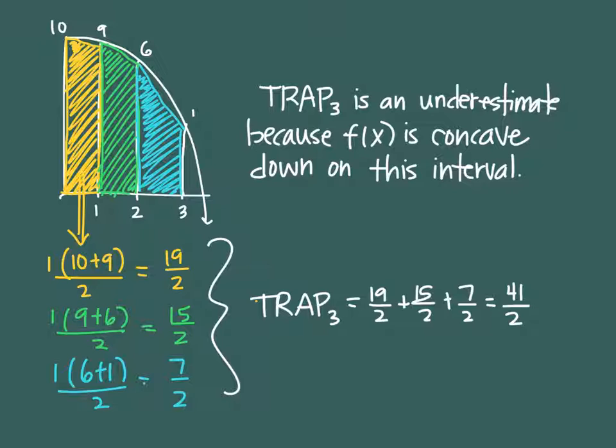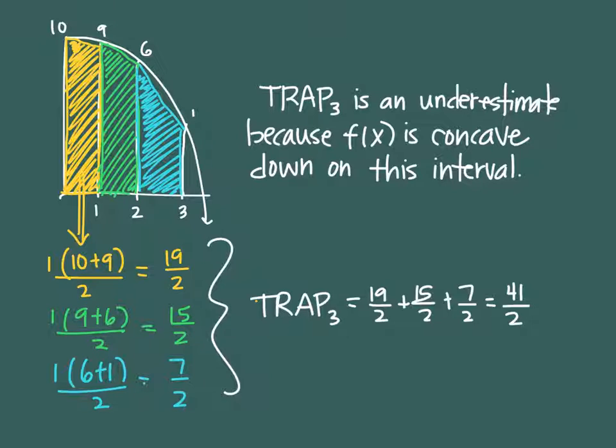Okay, trap estimation is always connected to concavity. RAM estimation is always connected to whether the function is just either increasing or decreasing, but this one is always based on its concavity. Okay, any questions on that?